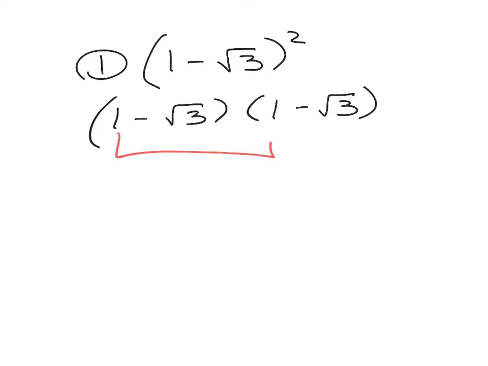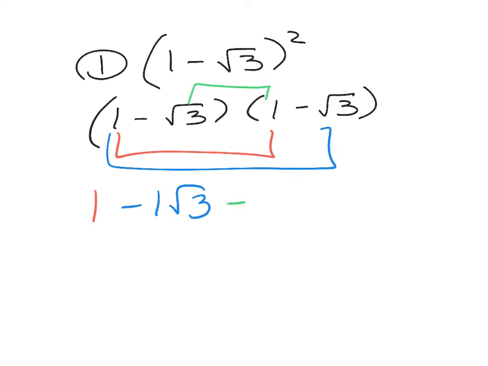So I'm going to do first, 1 times 1 is 1. Then I'm going to do outside, 1 times negative radical 3. Then I'm going to do inside, negative 1 radical 3. And then last. Remember, whenever you multiply a radical by itself, the radical just disappears. And I'm doing negative times a negative.